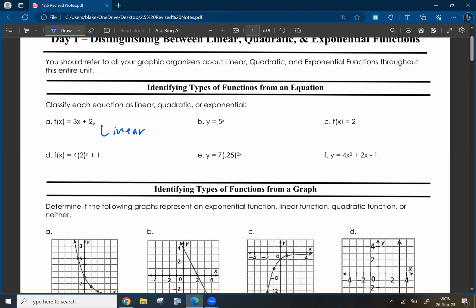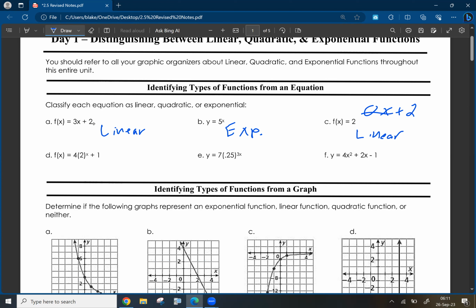If you look at B, we have 5 to the x power. If you have a number like 5, and the exponent is x, again, the exponent is x, that's going to be an indication of an exponential function. So this one's exponential. The next one is just f of x equals 2. This would just be a straight line across the y-axis at 2. Another way of looking at it is it's essentially 0x plus 2. Still mx plus b, you just don't see this part. It's still, at the end of the day, linear.